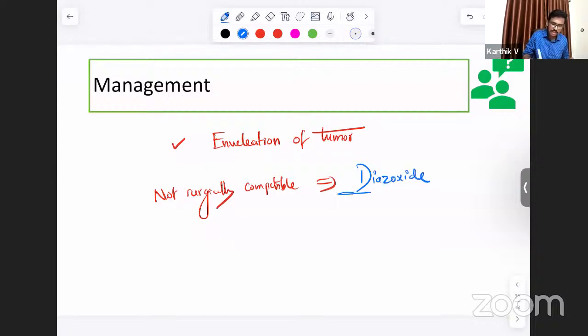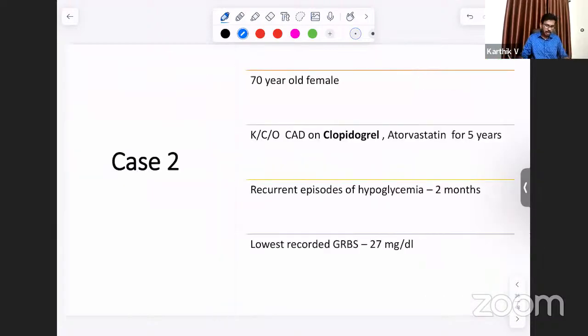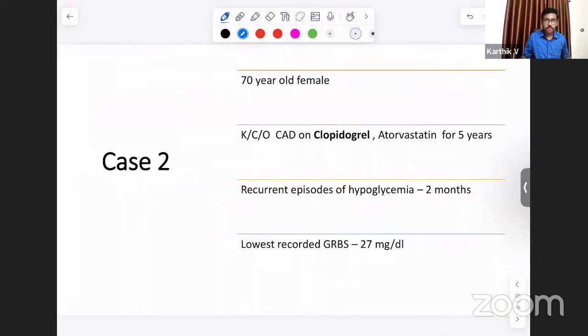Okay, diazoxide. Again, I'm not going into the details of the dosing, because this itself is a rare situation. If you get such a situation that demands diazoxide, then you can definitely read up, or you can message me on WhatsApp regarding the dosage of diazoxide and how to monitor a patient who is started on diazoxide. Okay, right. So with this, we have come to an end of the insulinoma discussion.